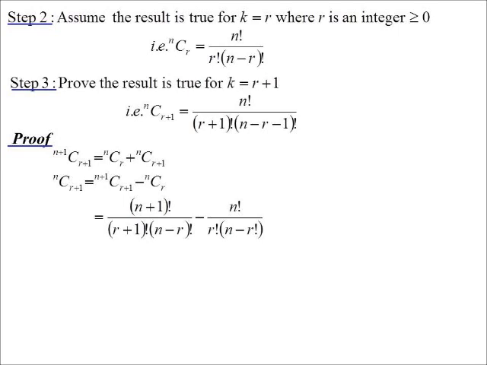Okay. Now we'll just play around with our algebraic fraction here. Common denominator is (r+1) factorial, (n minus r) factorial. Top has a common factor of n factorial. The n minus r will now cancel with the n minus r factorial. And voila! We have n factorial on (r+1) factorial, (n minus r minus 1) factorial.